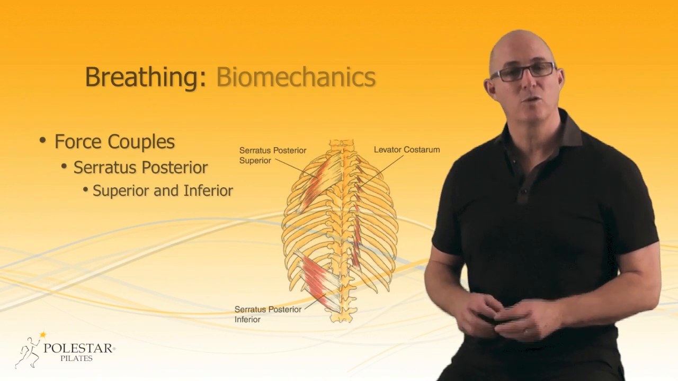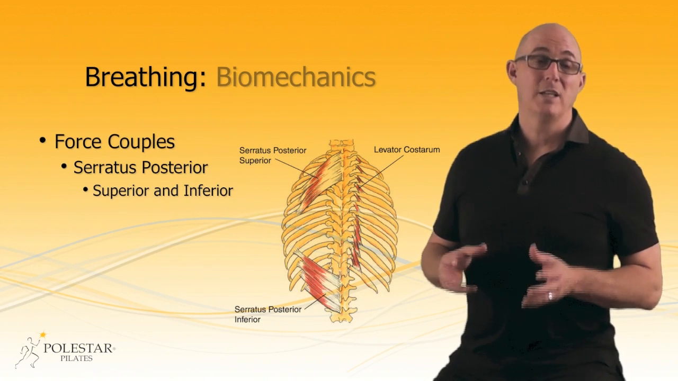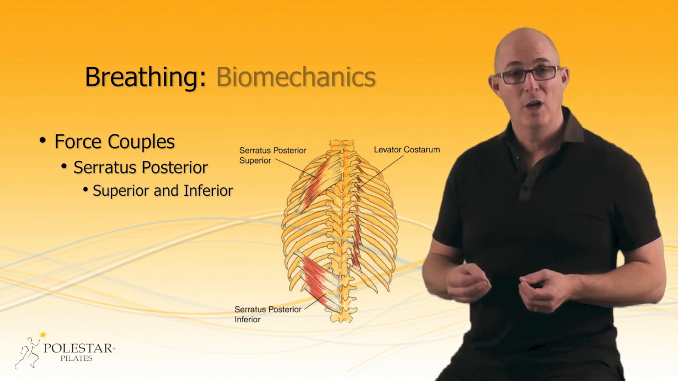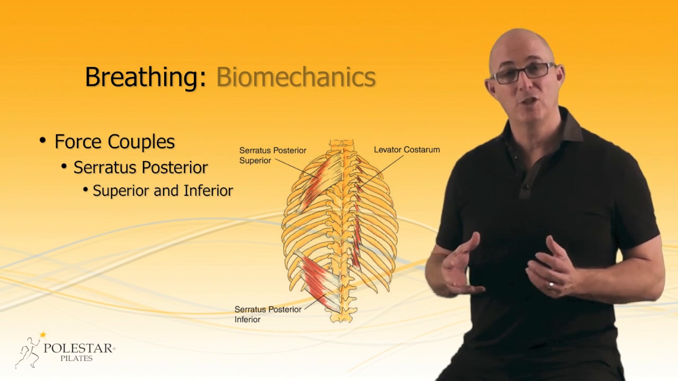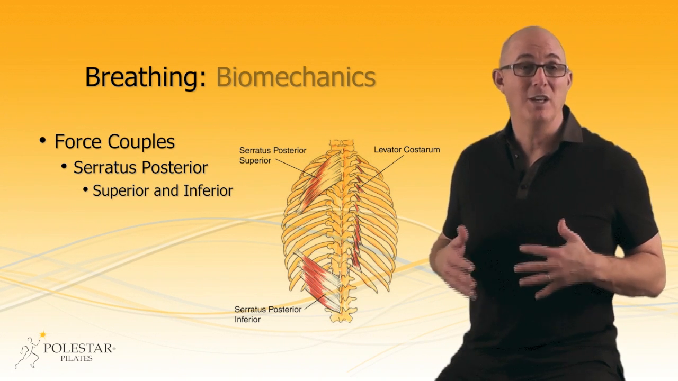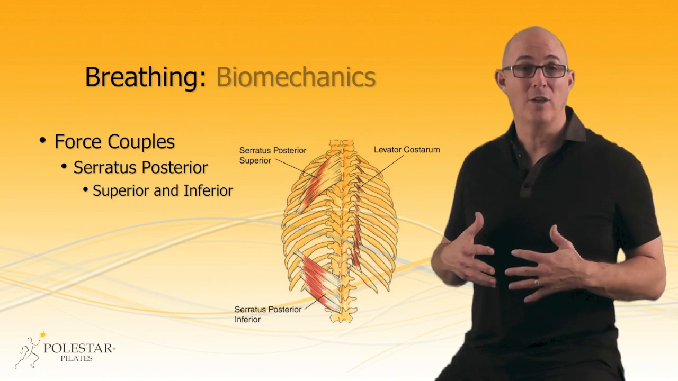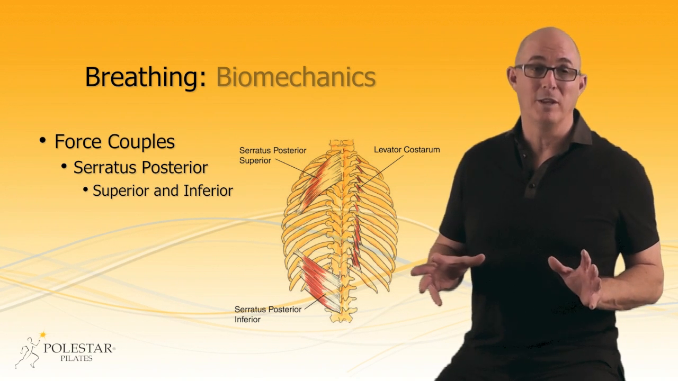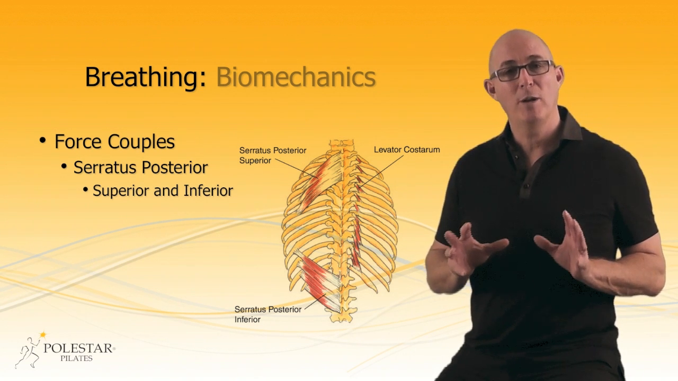Another force couple that's really important in breathing is the force couple between the serratus posterior, superior, and inferior. We talked a little bit about this relationship of the ribs with the intercostal muscles, the exterior and interior muscles, and how they oppose each other, and the abdominal muscles. But posteriorly, we often don't think about breathing. And these muscles become incredibly important.